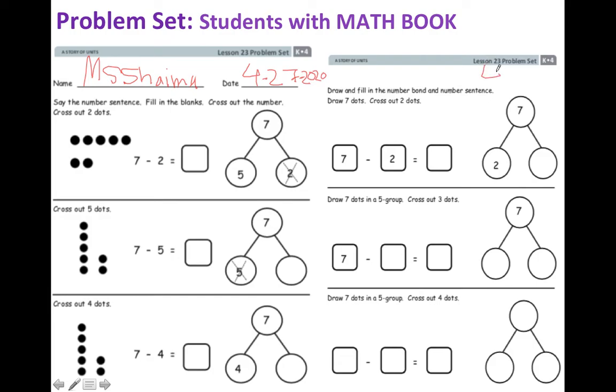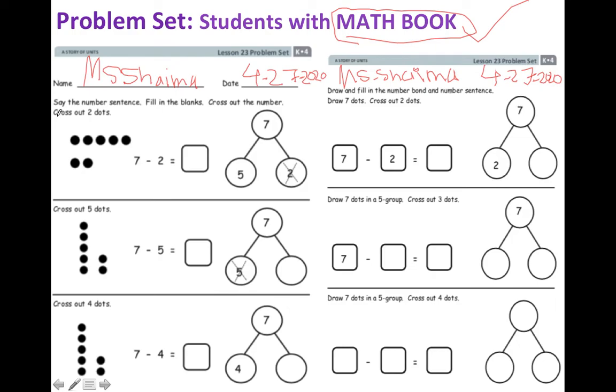If you have the book, please make sure you put date and name on both, because sometimes when your parents send me pictures, I get confused when there is no name on both pages. So please make sure you put name and date on both pages. And this problem set is only for the students who have the math book.